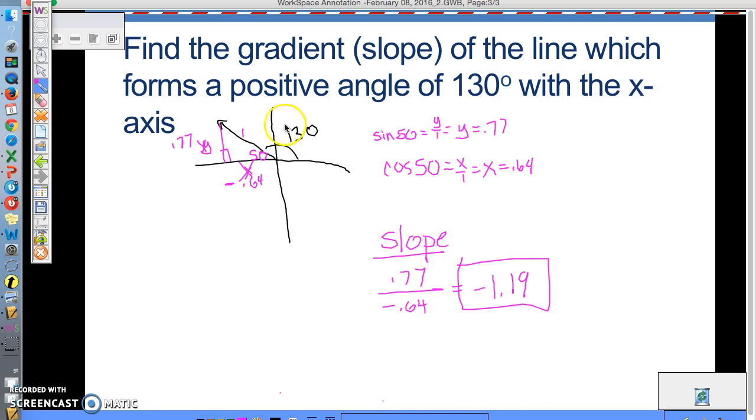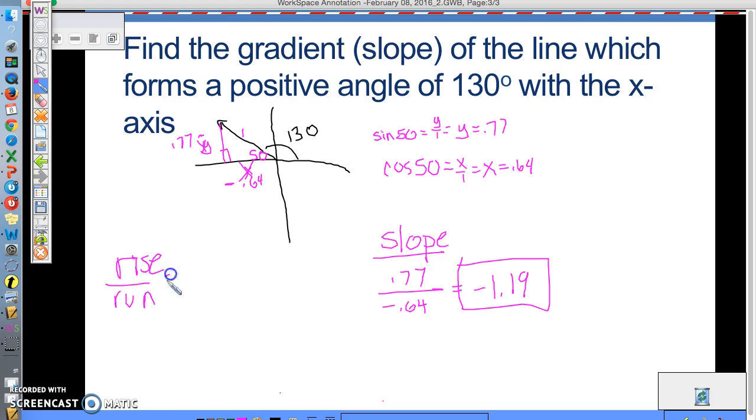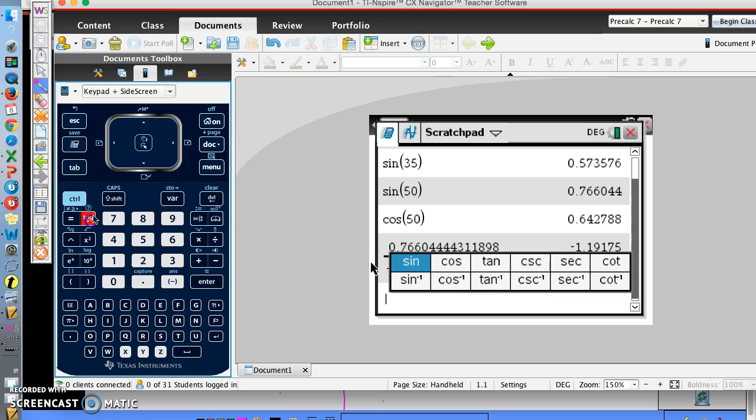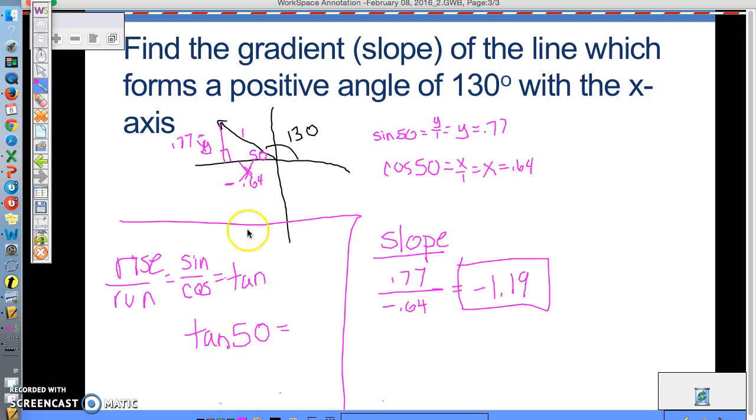And you guys might notice here, well, opposite over adjacent, rise over run. Another way to look at that is the sine over cosine, which is our tangent. So if we were just to type in the tangent of 50, so this is a second way of doing it here, we should get that same thing. So trig tangent of 50, we get positive 1.19, but we know it's in this quadrant and it's a negative line, so we'd have to say negative 1.19.